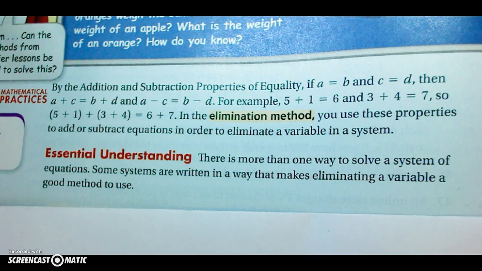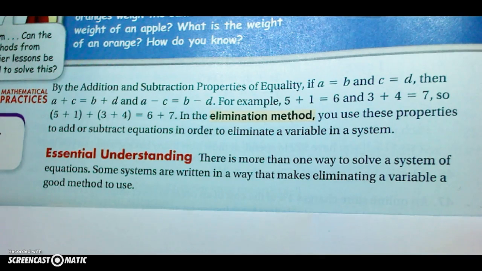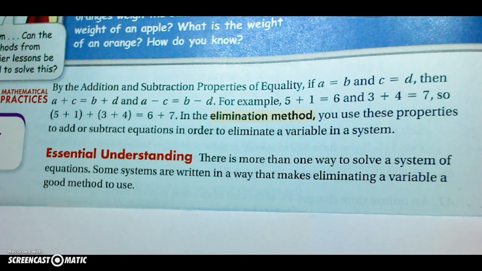For example, 5 plus 1 equals 6, and 3 plus 4 equals 7. So 5 plus 1 plus 3 plus 4 equals 6 plus 7. In the elimination method, you use these properties to add or subtract equations in order to eliminate a variable in a system. Essential understanding. This is what's really important for you.